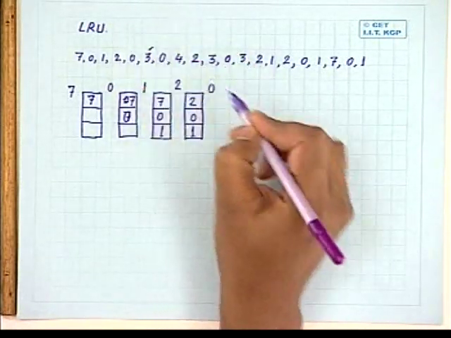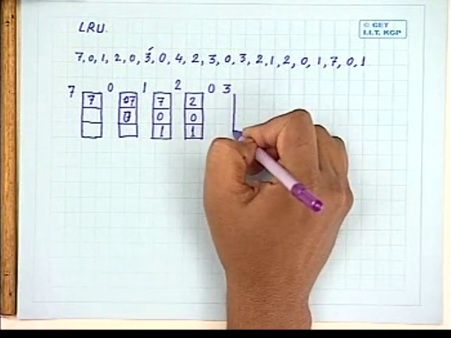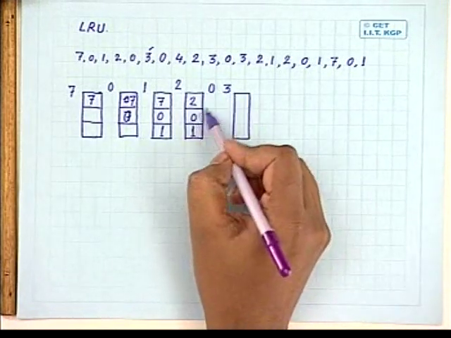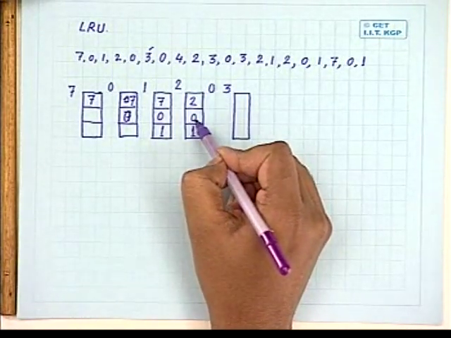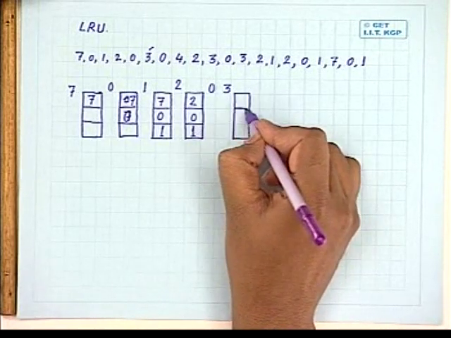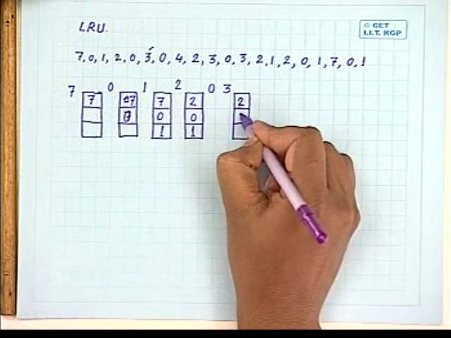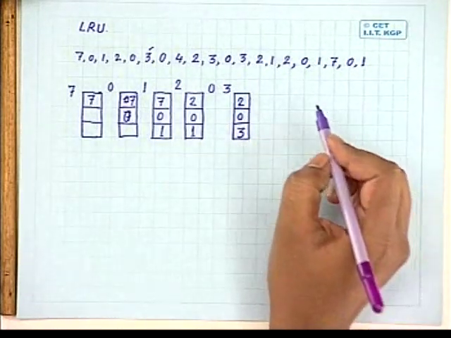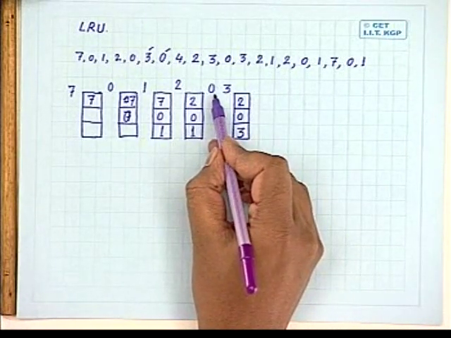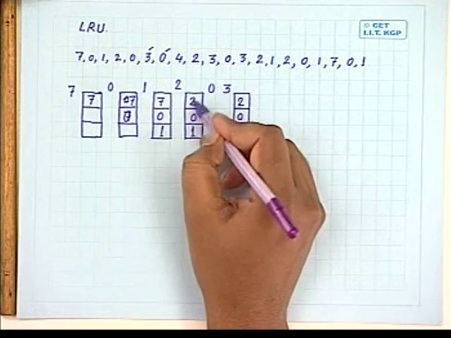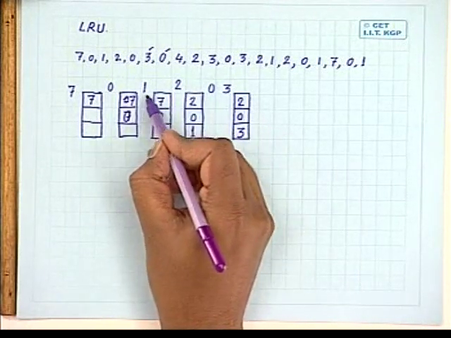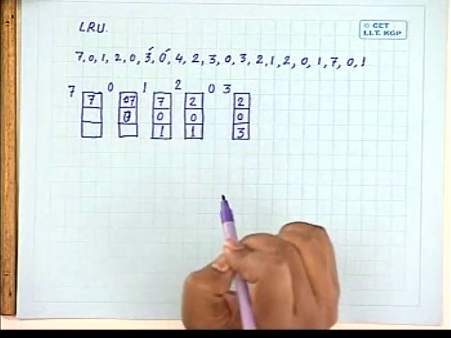Next time, when 3 is referred, again there is a page fault, and I have to find out which of the pages already existing in the main memory is to be replaced. Out of these pages, page number 0 is the most recently used, whereas page number 1 is the least recently used. So we replace page number 1 by page number 3. So the situation will be 2, 0, 3. Next time, when 0 is referred, 0 is the most recently used. The least recently used out of these three pages is which one? 0 is most recent, 2 was referred before that, and the least recently used is page number 1.